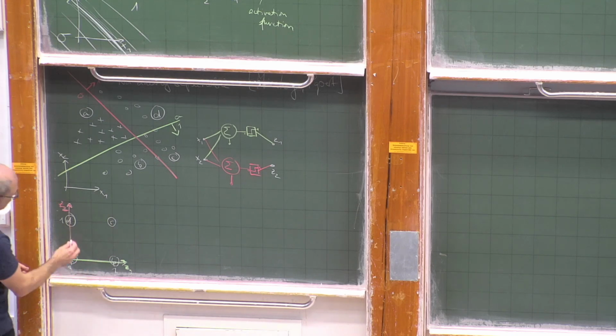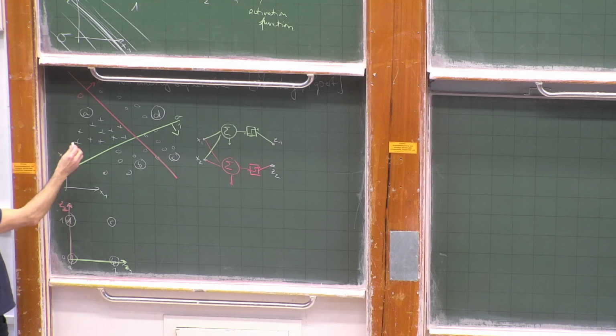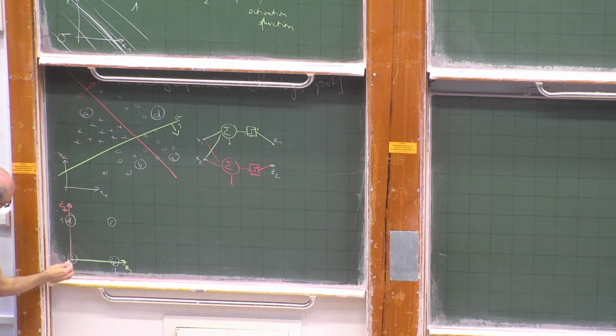And now I have not drawn the label here, but this region A, in this toy example, those were all from the class cross. I have my cross class here, and I have the circle class there.